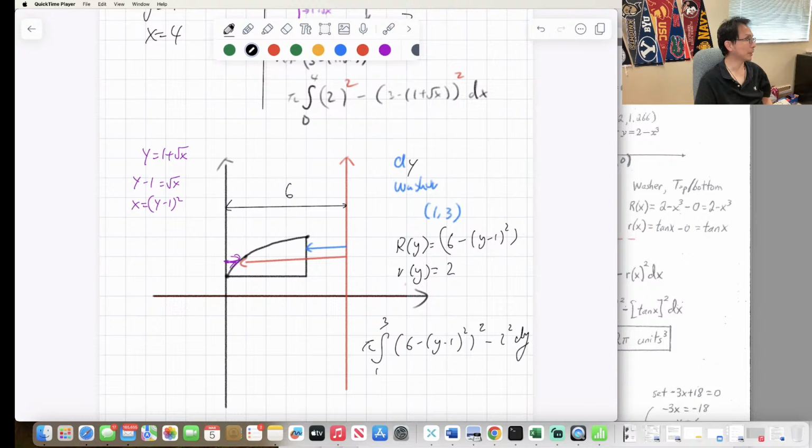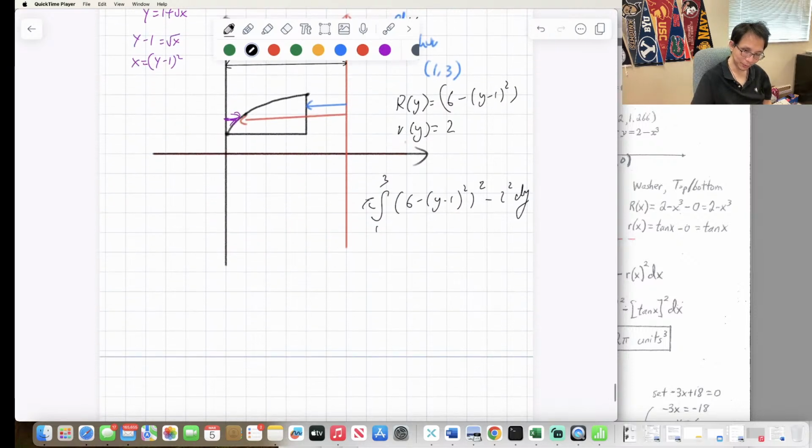Let me ask you another one. What if the same graph, I rotate at x equal to -3? What if I change the question a little bit? And as a matter of fact, you're going to get that question. What if I rotate at x equal to -3? Same graph, x equal to -3. It's going to be kind of hard.